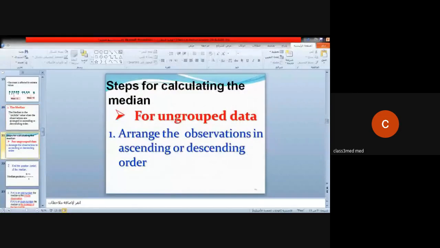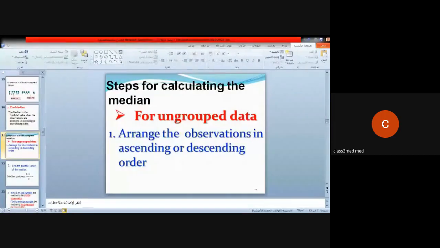How to calculate the median? We have to follow certain steps. First of all, for ungrouped data, the first step, we have to arrange the observations in ascending or descending order. Arrange them from the lowest reading to the highest or vice versa. Usually it is preferable from the lowest to the highest. So the first step, you have to arrange the data.